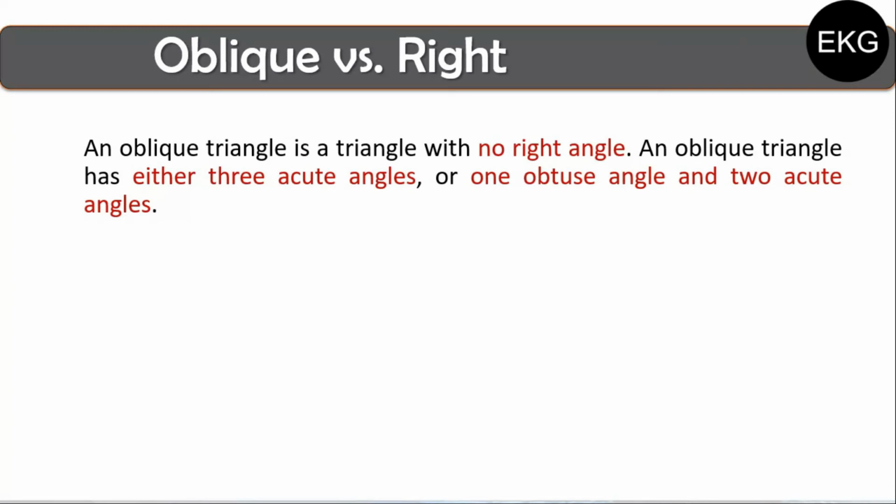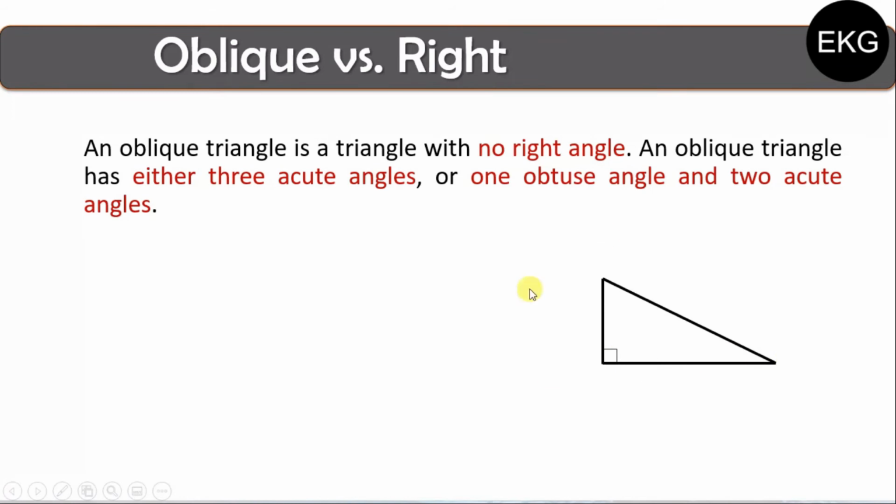So first, what is the difference between an oblique triangle versus the right triangle na sinolve natin last time? So sabi dito sa definition, an oblique triangle is a triangle with no right angle. So wala tayong makikitang right angle sa triangle na to. At the same time, an oblique triangle has either 3 acute angles or 1 obtuse angle and 2 acute angles. So ano ba yung itsura nito?